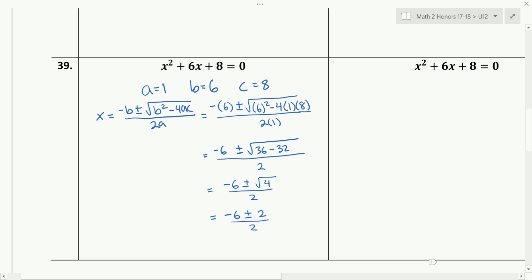And can I divide by 2 here? You can. But when you divide, you have to be careful. Here's a common mistake. I've seen people do this. What's wrong with that? I have two numbers in the top, right? I have the -6 and the plus or minus 2, and I need to divide them both by 2 if I'm going to divide.